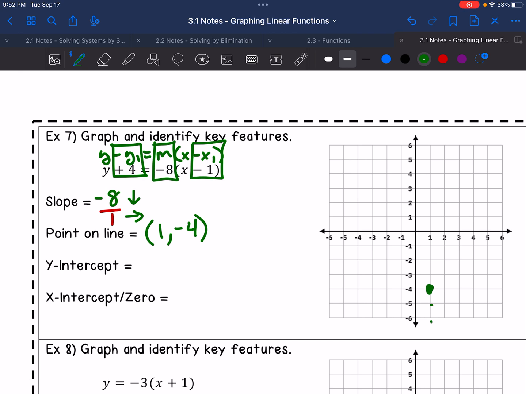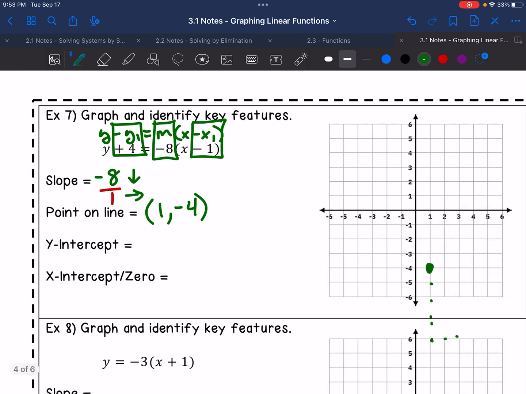Now, I don't have enough room to go down 8 over 1. That would be off the graph. But my line still needs to be going downhill like this. So I'm going to start going backwards. I'm going to go up 8 and left 1. So completely backwards. That would put me here. And then draw my line through my 2 points.